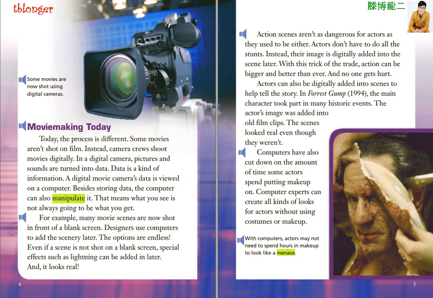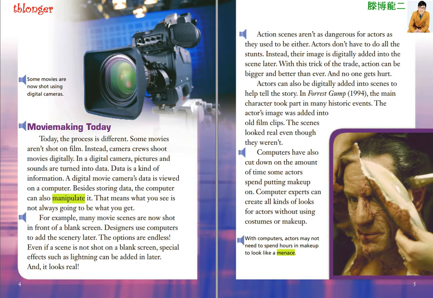For example, many movie scenes are now shot in front of a blank screen. Designers use computers to add the scenery later. The options are endless. Even if a scene is not shot on a blank screen, special effects such as lightning can be added in later, and it looks real.